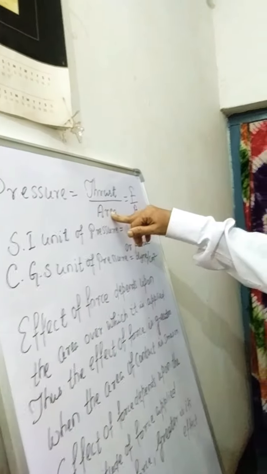Our definition, once again: the thrust acting per unit area is called pressure. Pressure depends upon two factors. Number one, thrust. Number two, area. More is the thrust, more is the pressure. Less is the thrust, less is the pressure. Pressure is directly proportional to the thrust. Similarly, pressure and area are inversely proportional. More is the area, less is the pressure. Less is the area, more is the pressure.